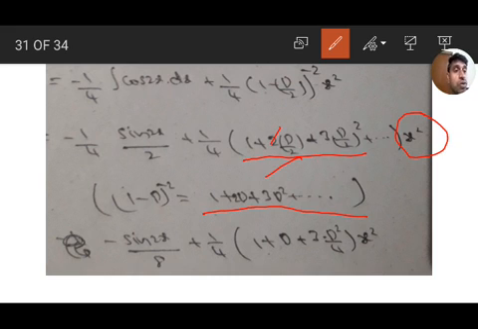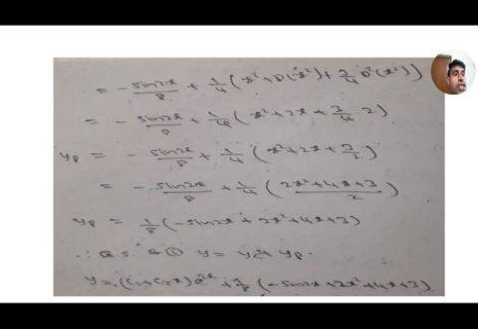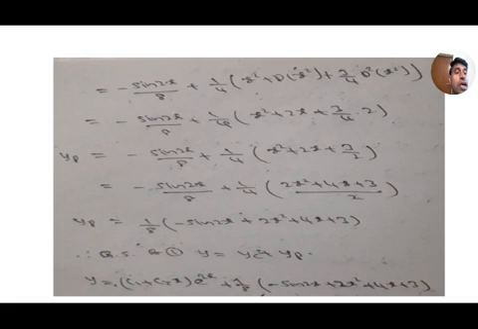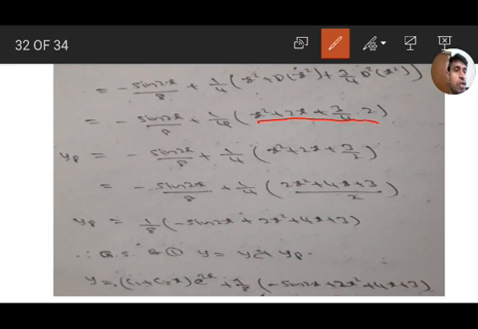Here 2 also cancels, we get 1 plus D plus 3D square by 4. Okay, term by term: 1 into x square, D of x square, 3 into D square by 4 of x square. Differentiating term by term we get 1 by 4 of x square plus 2x plus 3 by 4 into 2, 2 cancel, 3 by 2. Simplifying we get the particular integral: x square plus 2x plus 3 by 2, 2 is the LCM, and 1 by 8 is common in both the terms. We get yp equal to 1 by 8 minus sin 2x plus 2x square plus 4x plus 3.